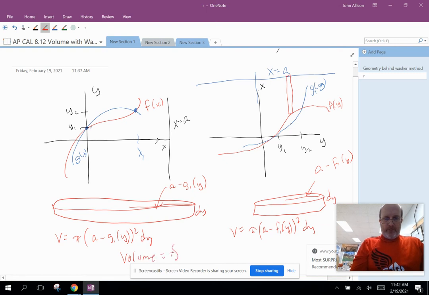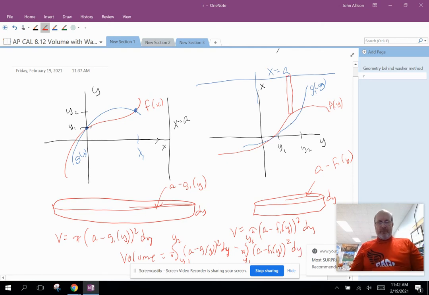It's going to be the integral. We'll take pi on the outside. We've got y1 to y2 as our limits of integration. The big radius was a minus g1 of y, squared, times dy, minus the integral with pi on the outside from y1 to y2 of a minus f1 of y, squared, times dy.